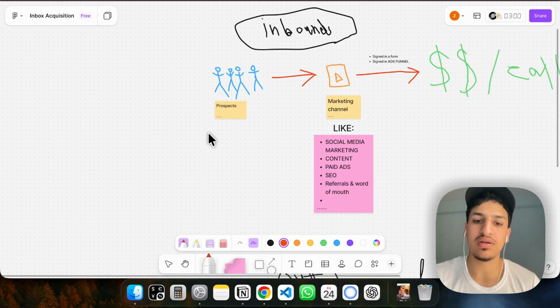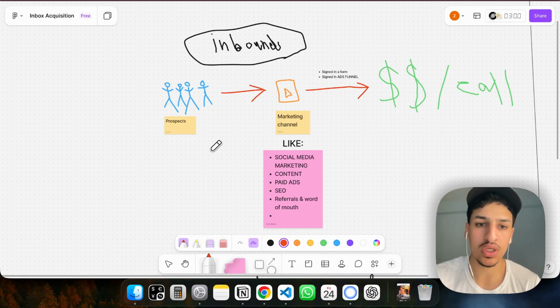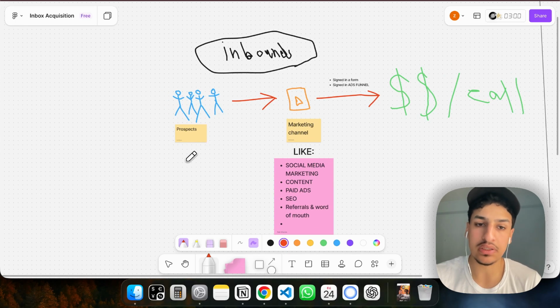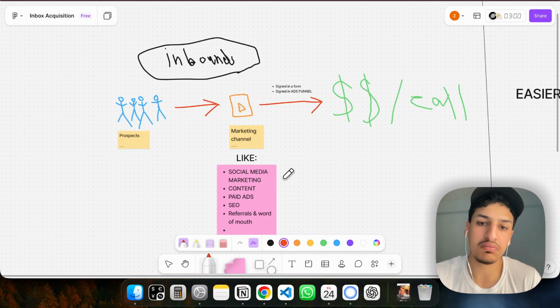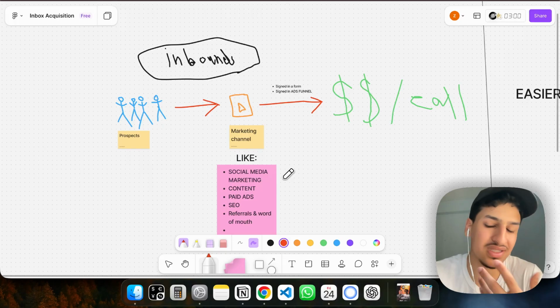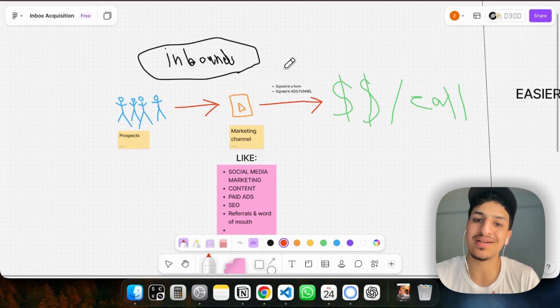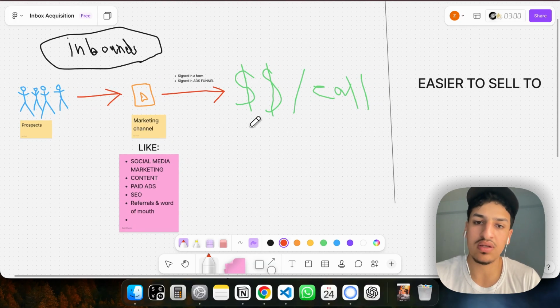To explain this in a more real way, I have created these visuals. Starting with inbound leads: they are prospects who saw a marketing channel, like social media marketing, content, paid ads, SEO, or referrals. They decided that they are interested, and they signed in a form or an ads funnel, and they booked a call with you, and eventually you closed them.